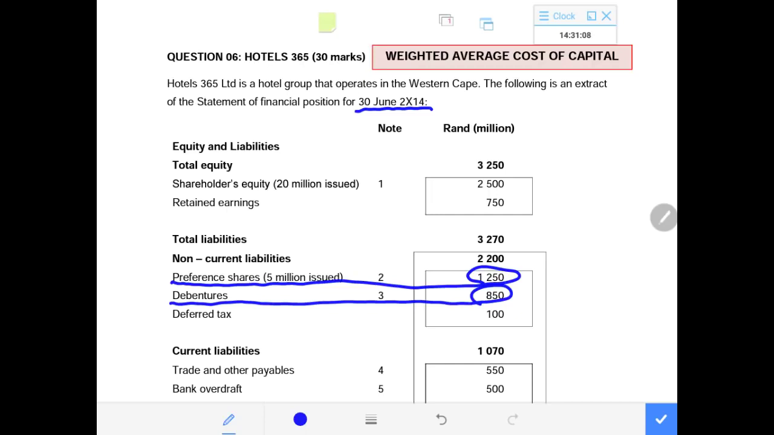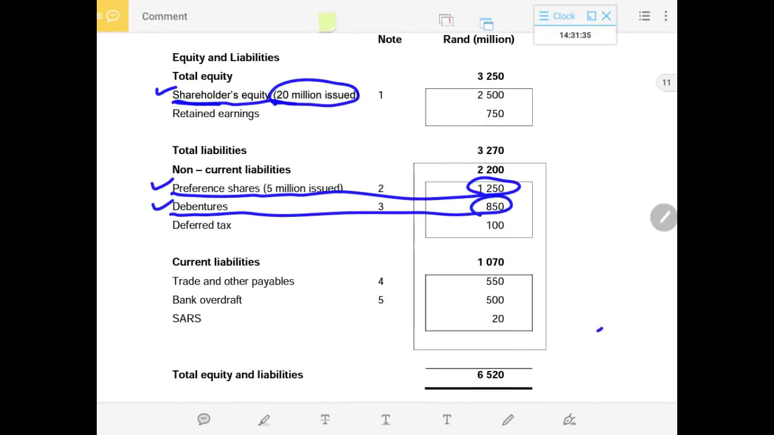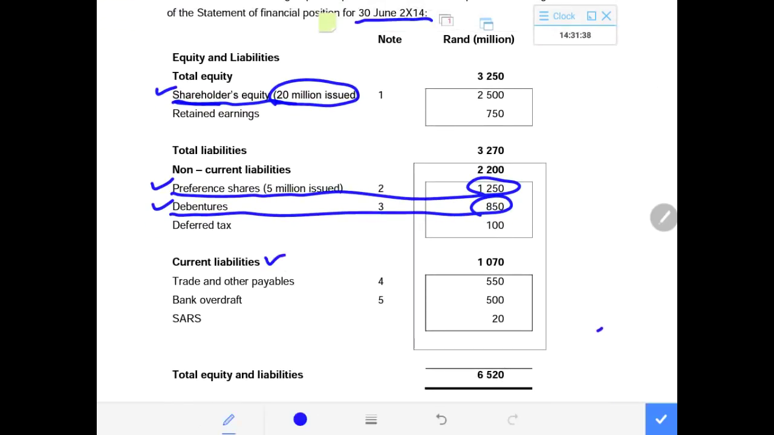Ordinary shares are not visibly here, but maybe they are under shareholders' equity, that 20 million will be the ordinary shares. So now we have the three major financial instruments that are likely to be used in this question. Then we have deferred tax. Normally, current liabilities are not treated as part and parcel of the financial instruments because they are just short-term funding instruments that are paid within a period of a year.